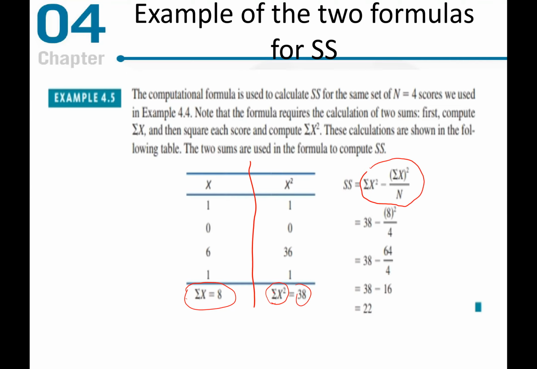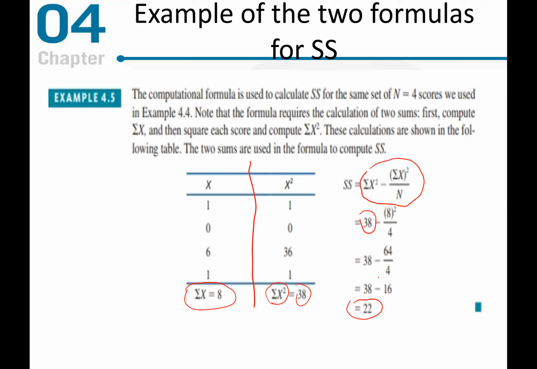So on this side, we have the sum of the X scores squared. That's 38. And in this, we have the sum of the scores, 8, and we're going to square that. So that leaves us with 38 minus 64 over 4. We're going to simplify. So 64 divided by 4 is 16. 38 minus 16 gives us 22. All right, gives us 22.